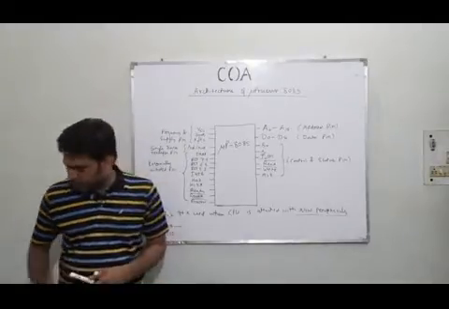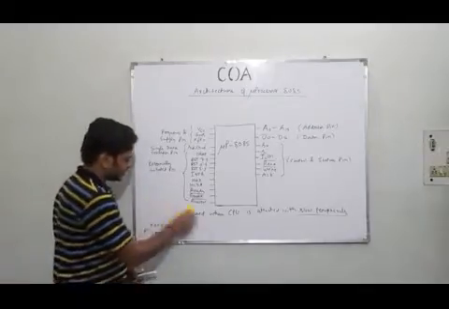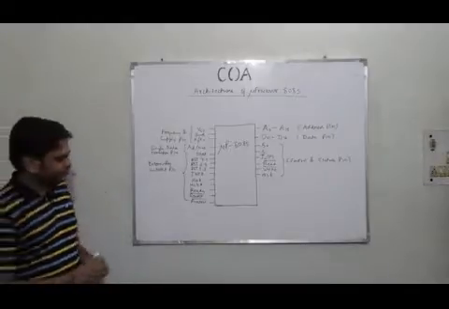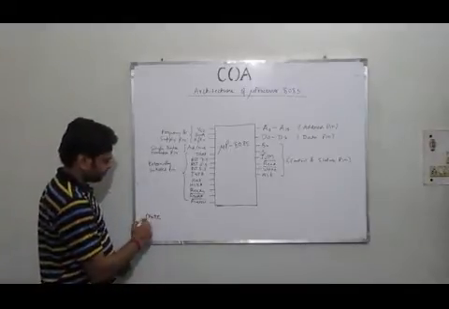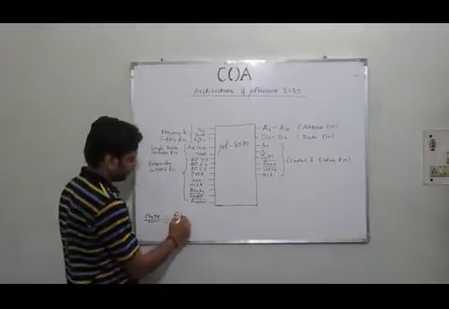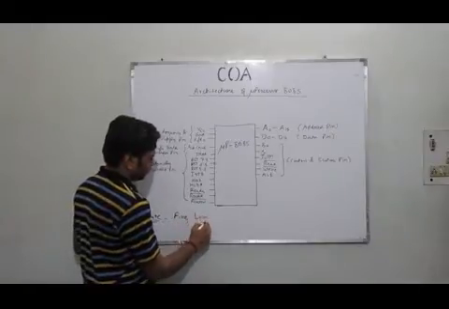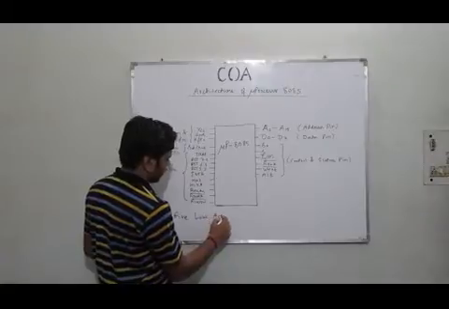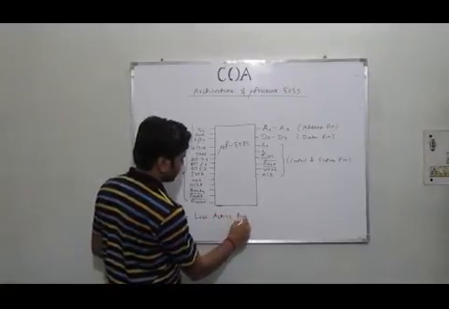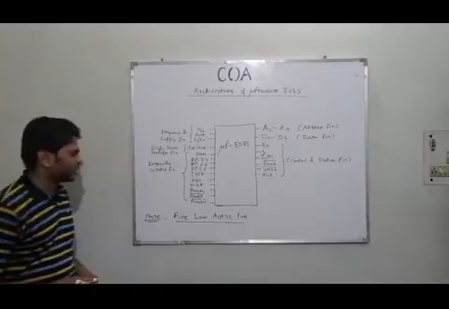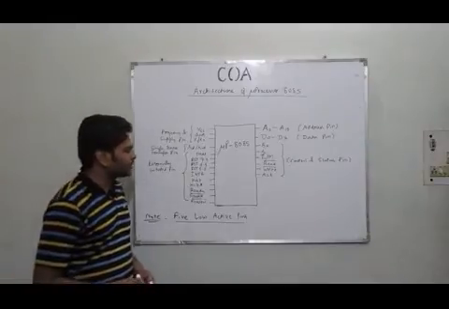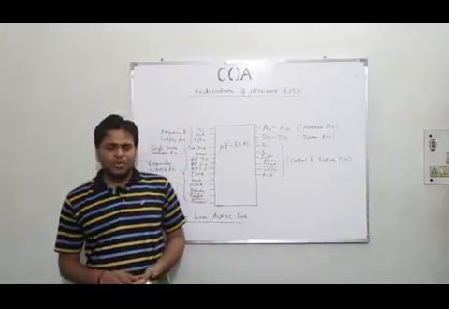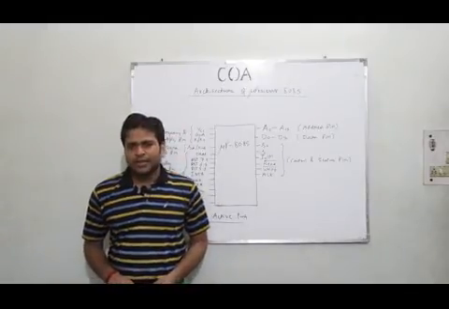We have to remember one more thing here: there are 5 low active pins in the microprocessor. Very, very important. There are 5 low active pins in the microprocessor. So this is all about the microprocessor architecture.